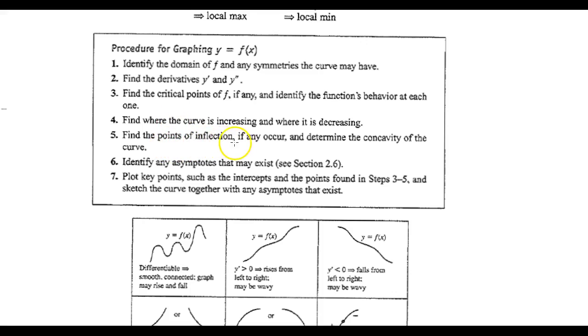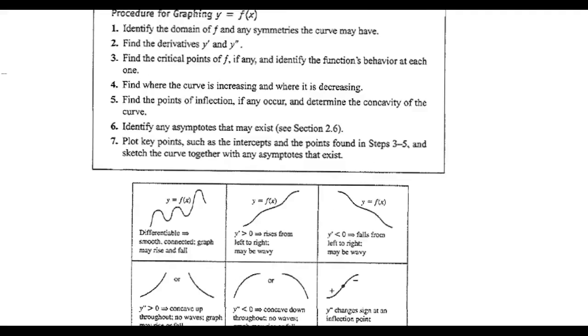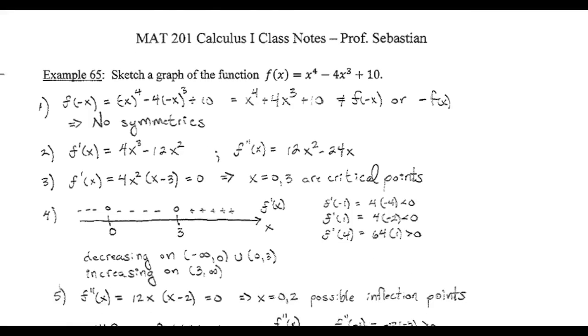Find the points of inflection, which are where the second derivative is equal to 0 or doesn't exist, and determine the concavity of the curve. Identify any asymptotes that may exist from what we learned in section 2.6, and then plot some key points such as the intercepts and points found in these steps above, just to help you get a good idea of the sketch of the graph. Okay? So let's go through and do an example with that.